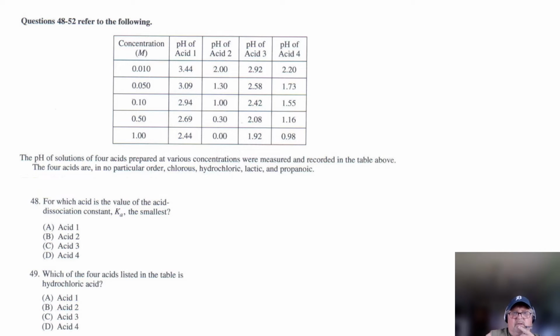Okay, so this has to do with problems 48 through 52. We have four different acids. Here they are, and we've got questions dealing with those. So let's look at our data before we even go into the problems here. The four acids: hydrochloric acid, lactic, propionic, and chlorous acid.